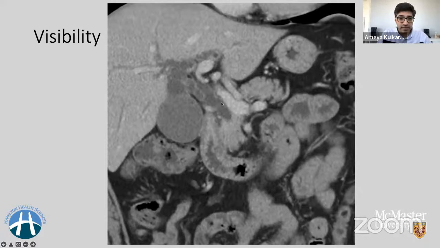So when this happens, that you see these dilated ducts and everything, and you don't see a mass in the head of the pancreas, always make sure that you also assess the sweep of the duodenum to exclude a typical periampullary mass.